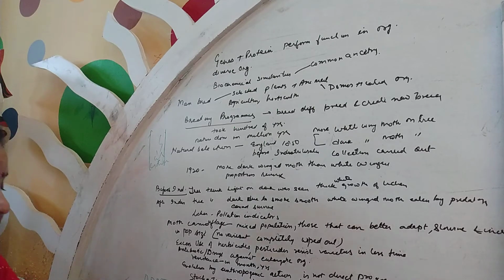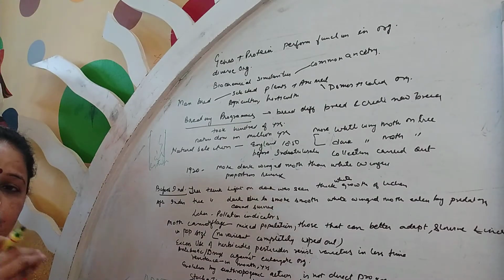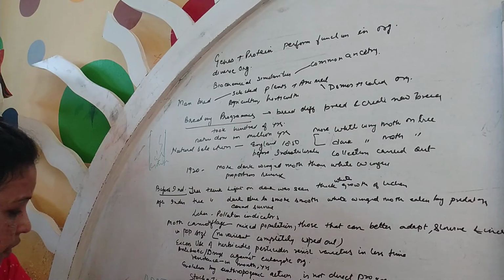Some of them are seed eating, some are vegetarian, some are insectivorous, and there are variations in their beaks because their food habits are different. So the shape of the beak is a little bit varied. So this is also a process of evolution.